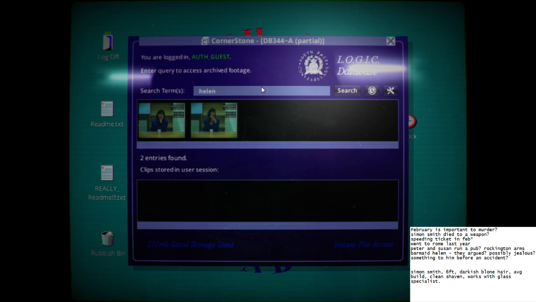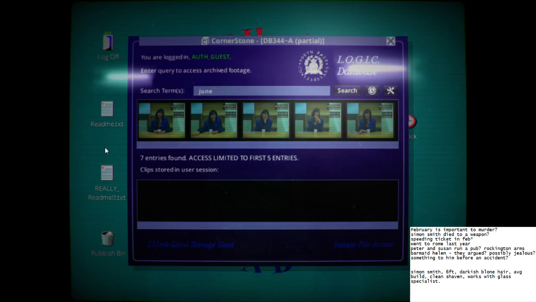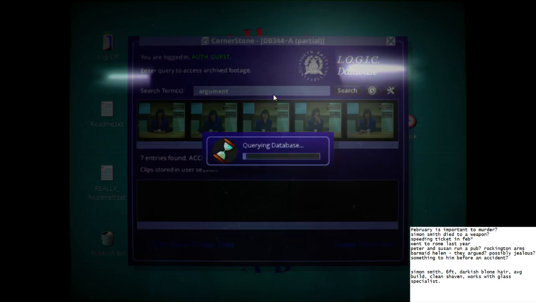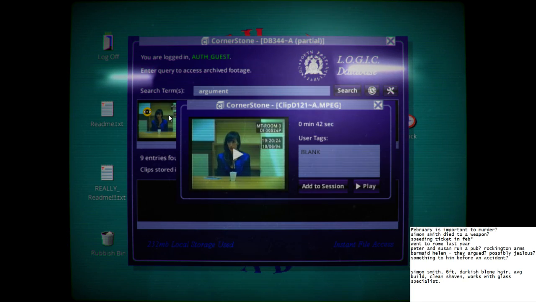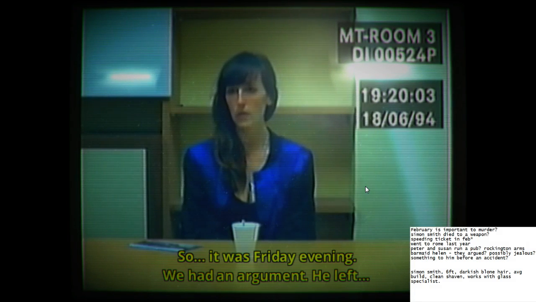I just realised something. If I search June, this is going to give me like a million results. And I can only get to the first 5. Right, this isn't going to work then. Yeah, let's try. So, argument. What else happened with an argument? So there was an argument. Are these in date order? Yes, they are. So this is the first time argument gets mentioned.